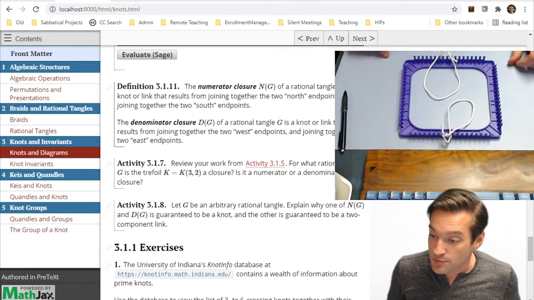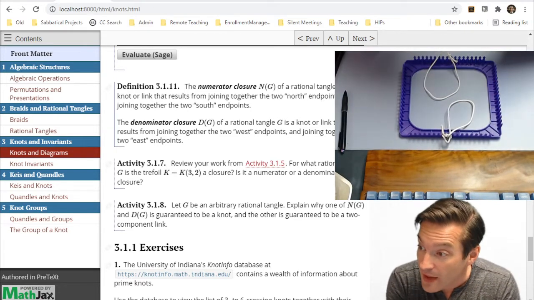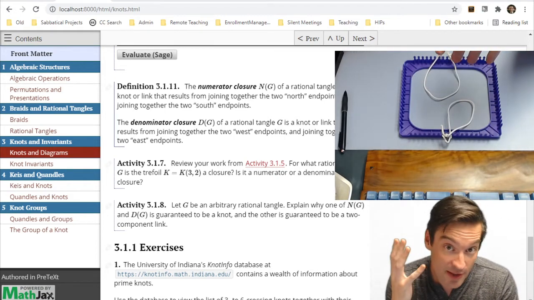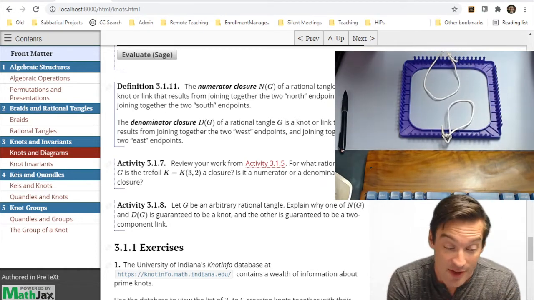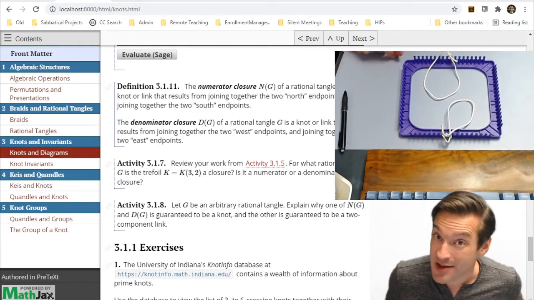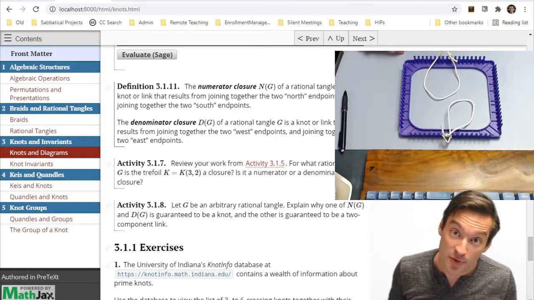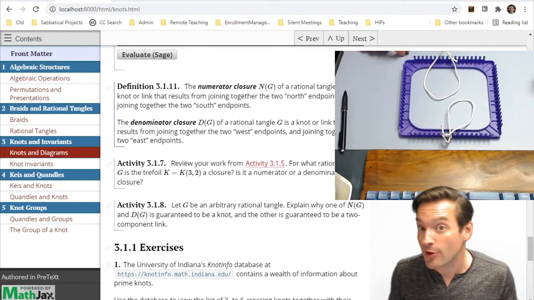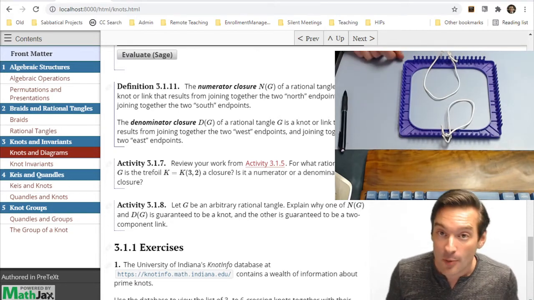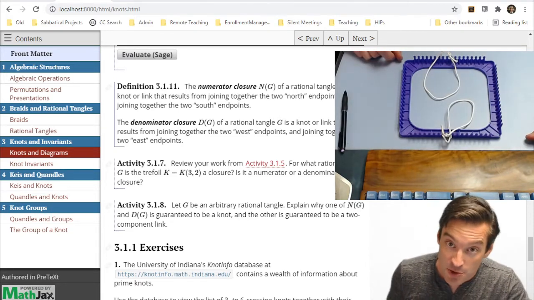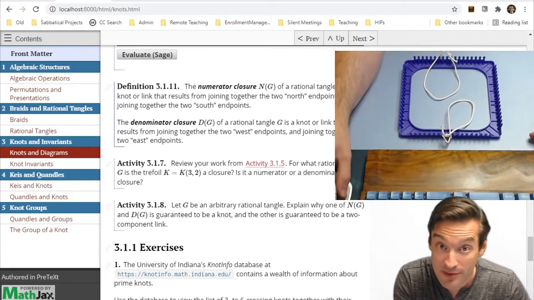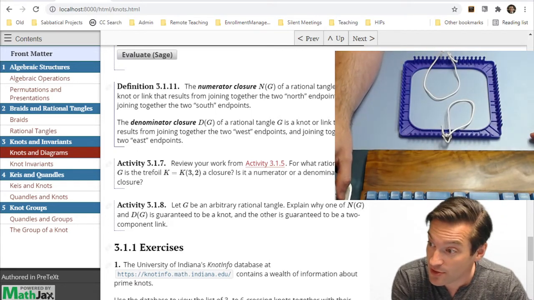So it's a truism of rational tangles that for every rational tangle, one of the closures, either numerator or denominator, is going to give me a knot, and the other one is going to give me a two-component link. And which one we get really just depends on which tangle that we have. And that's another question, just like with braids before. Is there a way for us to predict whether we get a knot or a link when we form either the numerator or denominator closure of a given tangle? That's actually a question I don't know the answer to off the top of my head, but it would be a great research investigation kind of question if you're interested.